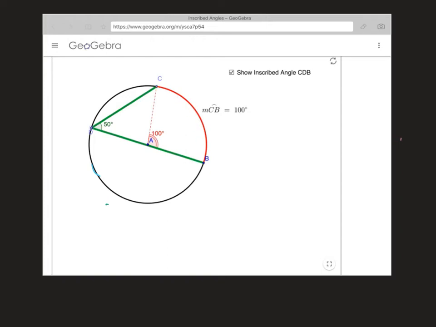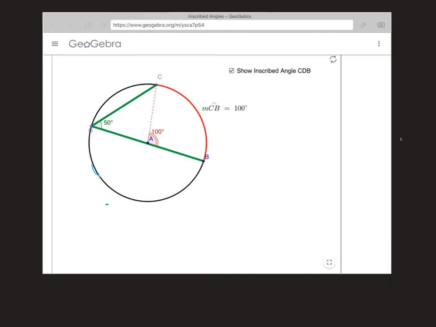half of this intercepted arc, because as I move it around, this angle is going to get smaller while this angle gets bigger, therefore this angle stays the same. So I don't know if that made sense, but let's go ahead and watch it move around here if I can get it to work.